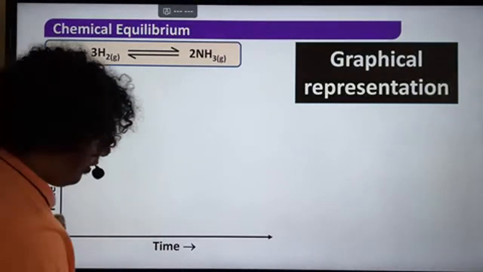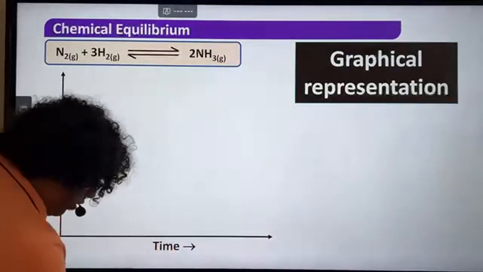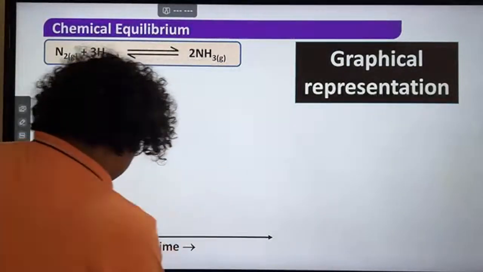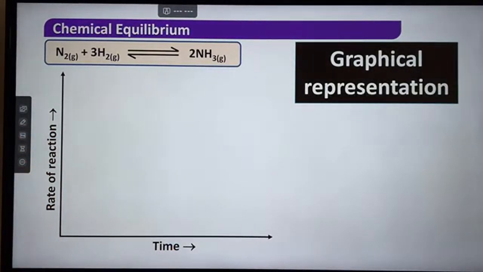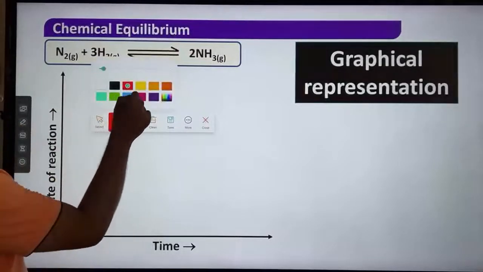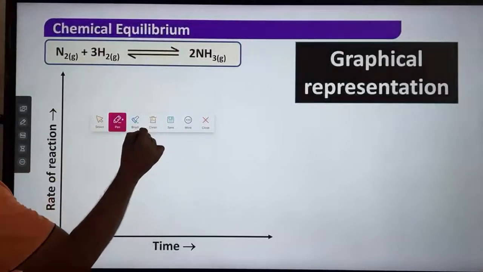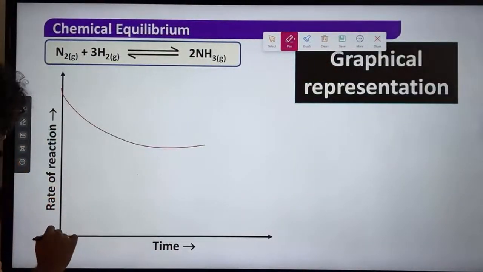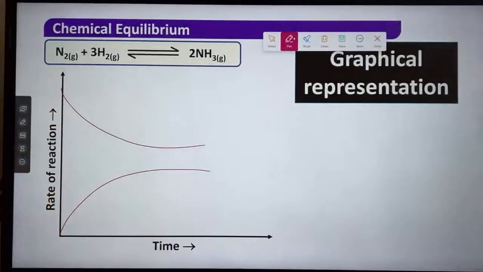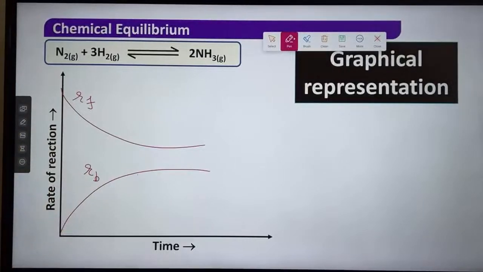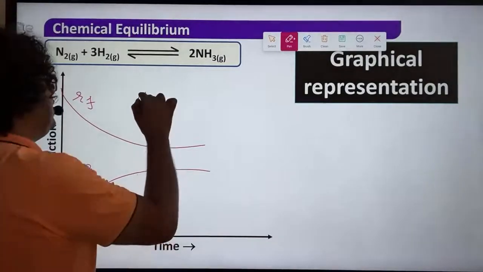Okay. Now, before I move ahead, I just want to draw on this very surface. If this is my forward reaction and this is my backward reaction, is it an equilibrium? Can it reach an equilibrium? Okay, let me put it as A.